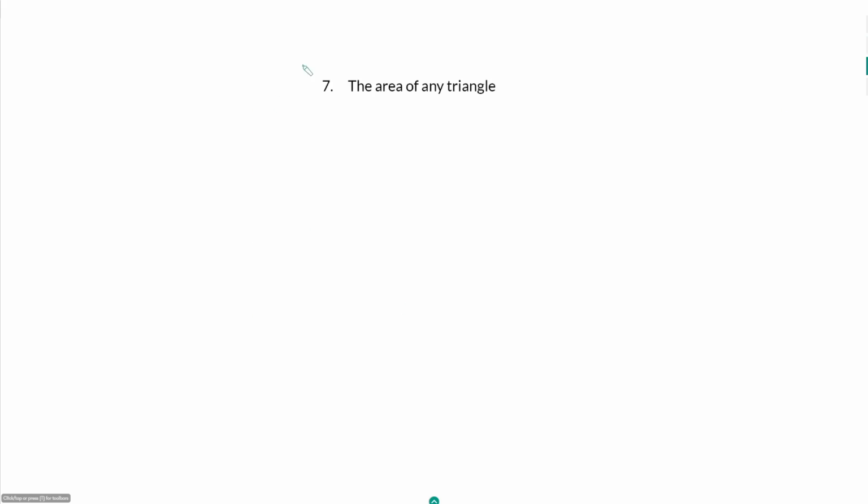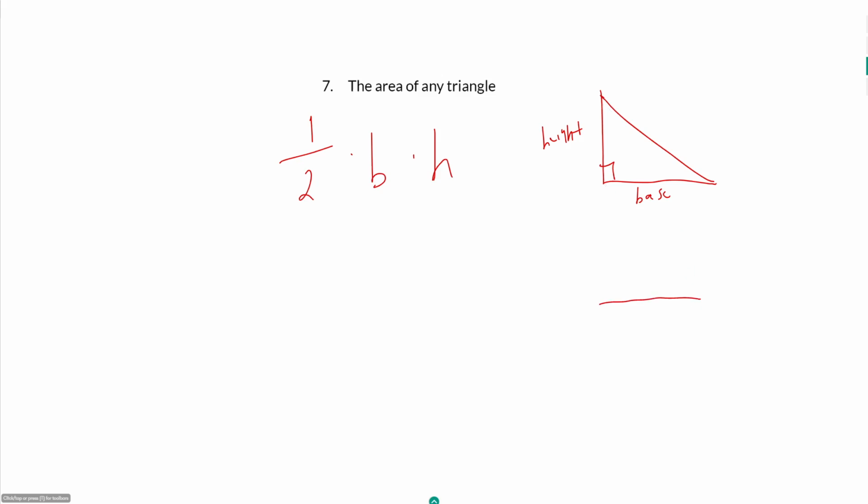The area of any triangle, which everybody should know, is just 1/2 base times height. The mistake not to make is this: it is easy when you have a right triangle. I know this is a right triangle, so you can say this is the base and this is the height. But that is not always the case. Remember, the height has to be a line that is perpendicular to your base and also connects to the opposite vertex.